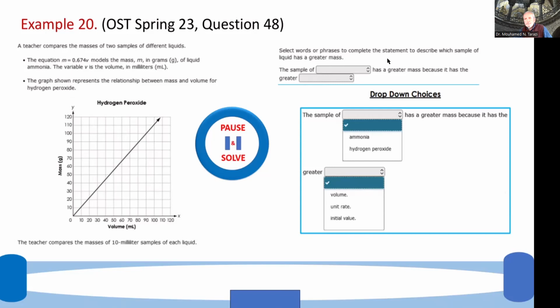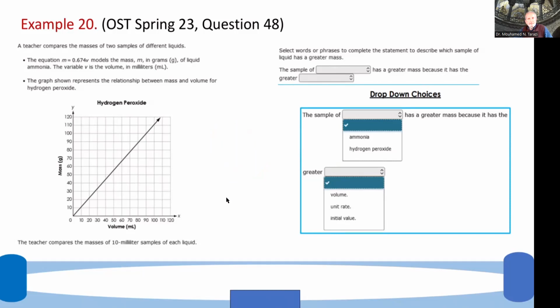And this is what he's asking you to do. Select words or phrases to complete the statement to describe which sample of liquid has a greater mass. The sample of, and you have options here, ammonia or hydrogen peroxide, has a greater mass because it has the greater, it gives you here, volume, unit rate, initial value, okay.